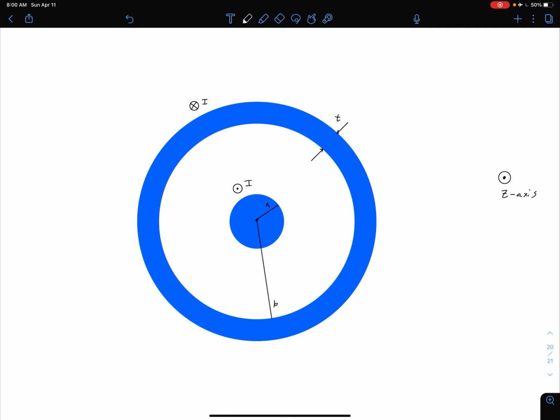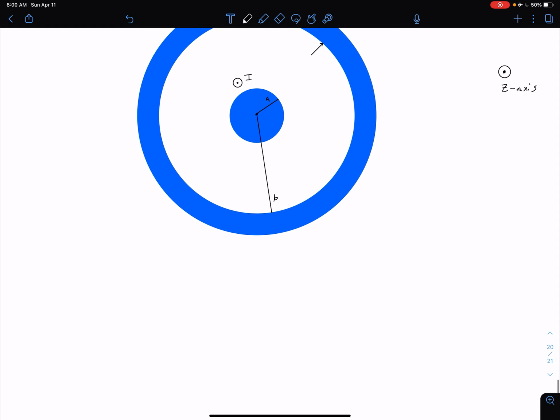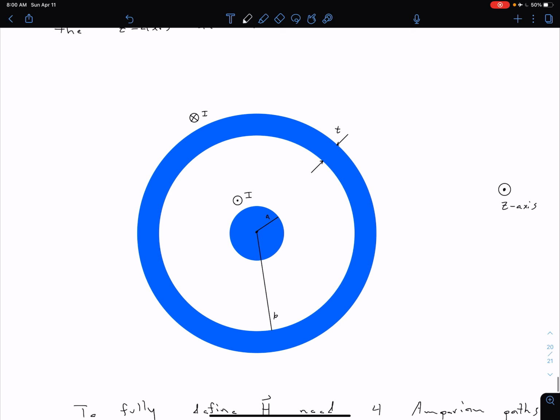Again, we're not going to go through the whole process of solving for our H in all parts, but if we wanted to define H everywhere, we can think about how many Amperian paths we would need, and we can at least set those up and talk about it. So let's say to fully define our H, we would need 4 Amperian paths. So to fully define H at any point in space, we need 4 Amperian paths. Okay, so what are our 4 Amperian paths going to look like?